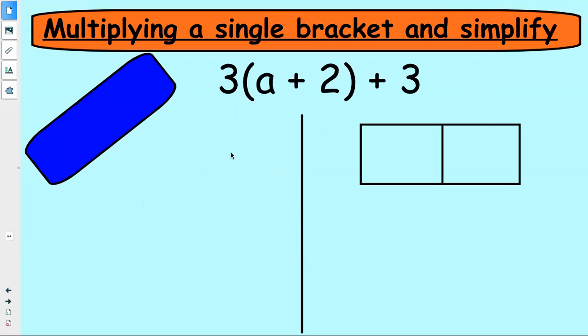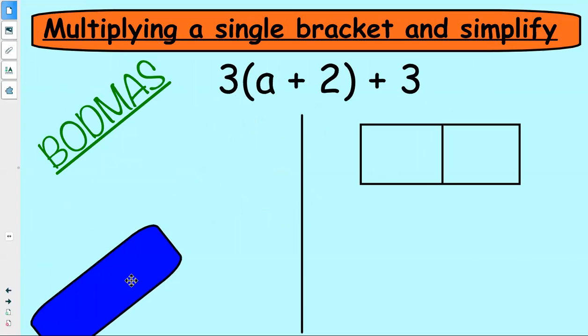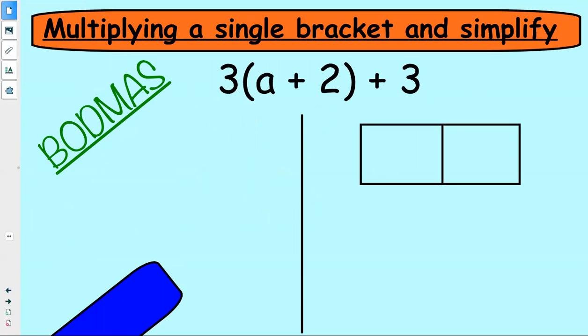So, multiplying a single bracket and then simplifying. I really just want you to be aware of your BODMAS rules. Remember, B stands for bracket, O is other or order, which means really your indices, your powers. D is dividing, M multiplying, A adding, and S subtracting. So when I look at this question here, we know from the previous question that 3 and this bracket are multiplying. So I must do that first before I do that extra part at the end, that plus 3. Okay, so do the bracket first and then add your 3 on.